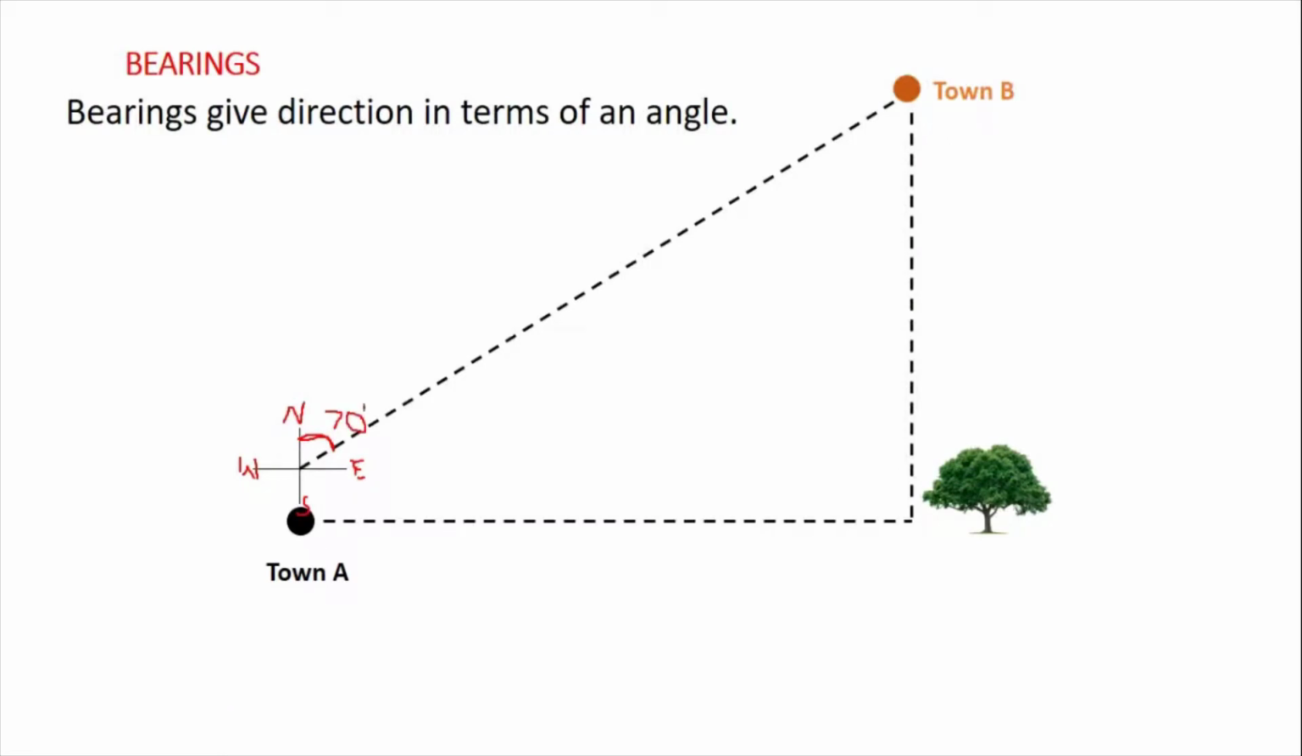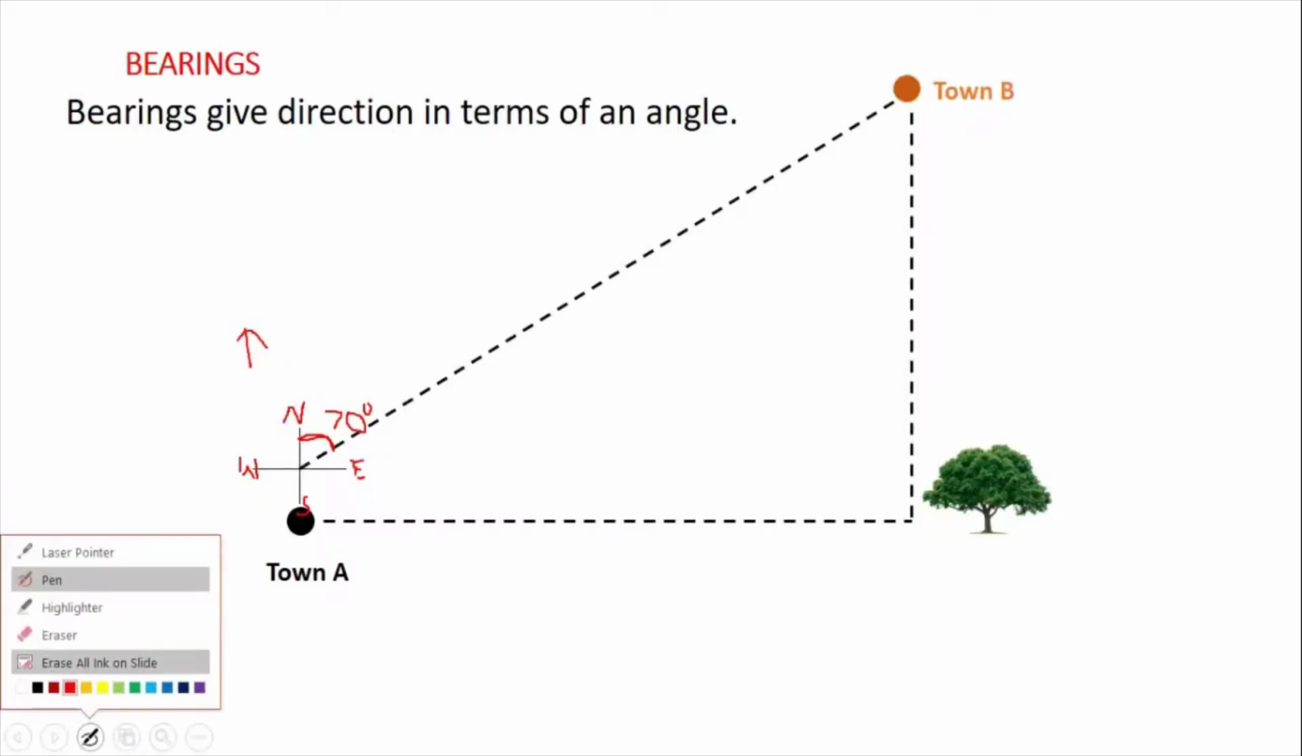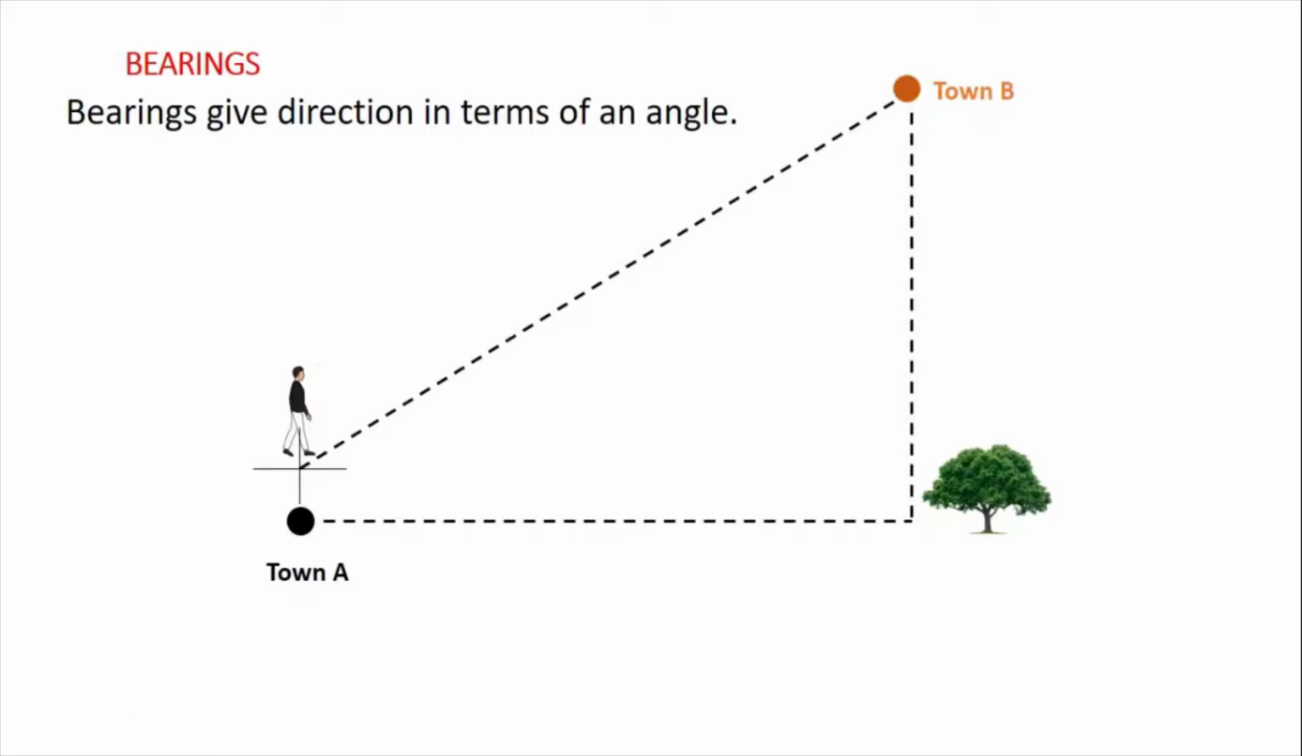Okay. So all Mr. Kofi will need to do is that when he gets to town A, he will face in the northern direction, that is this direction, then turn 70 degrees towards the east. When he turns 70 degrees towards the east, he is going to be on this line. Then he will now begin to walk on this line, and he will get to town B. So from here, we can say that when Mr. Kofi gets to town A, instead of walking straight to the tree, then turning left in order to get to town B, all he needs to do is turn through the angle that will be given to him.